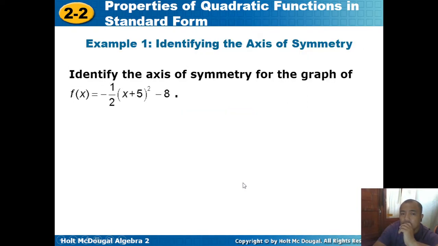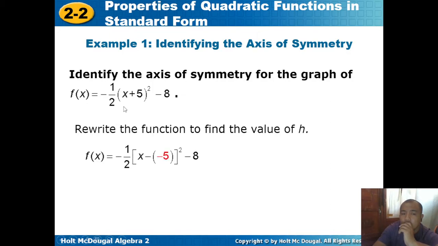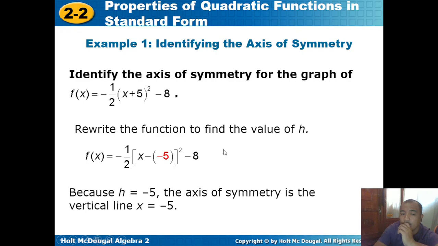Now identify the axis of symmetry for the graph of f of x equals -1/2 (x plus 5) squared minus 8. Write the function to find the value of h. H is actually this 5. It's positive 5, that means h is -5, because in the vertex form it is x minus h. So x minus h is x plus 5, h is -5, while k is -8. So the axis of symmetry is the vertical line x equals -5 because h equals -5.